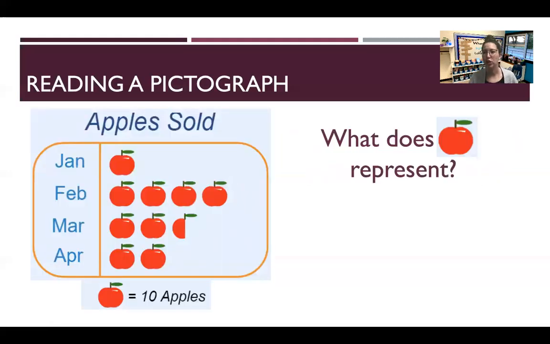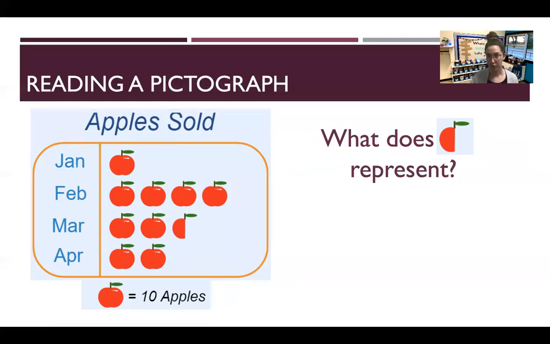Now we are going to figure out when our pictures get taken and snapped in half, what that means. So right here, I have a whole apple. It says, what does the apple represent? Well, if I look down at my key, I see that it represents 10 apples. Then I took my apple and I said, we're going to take this and we're going to split it in half. What would that now mean?